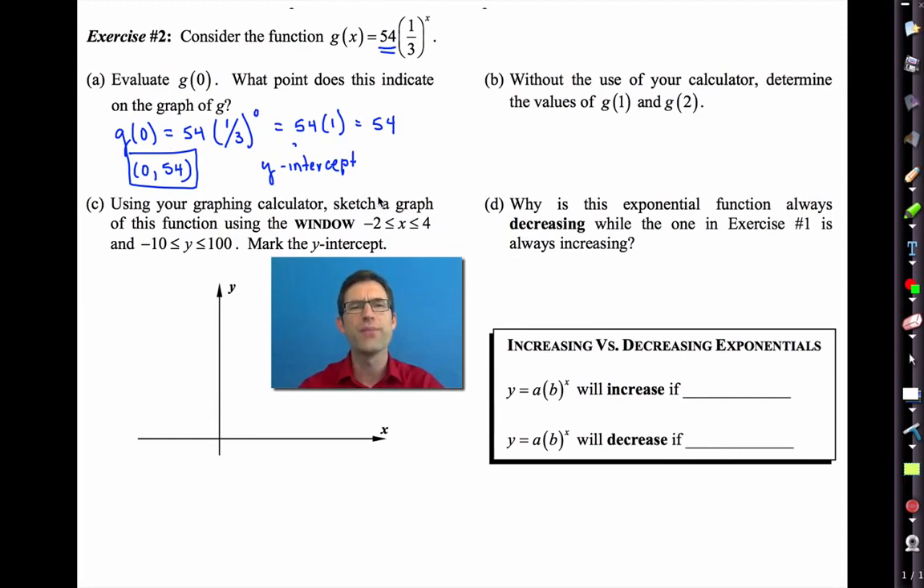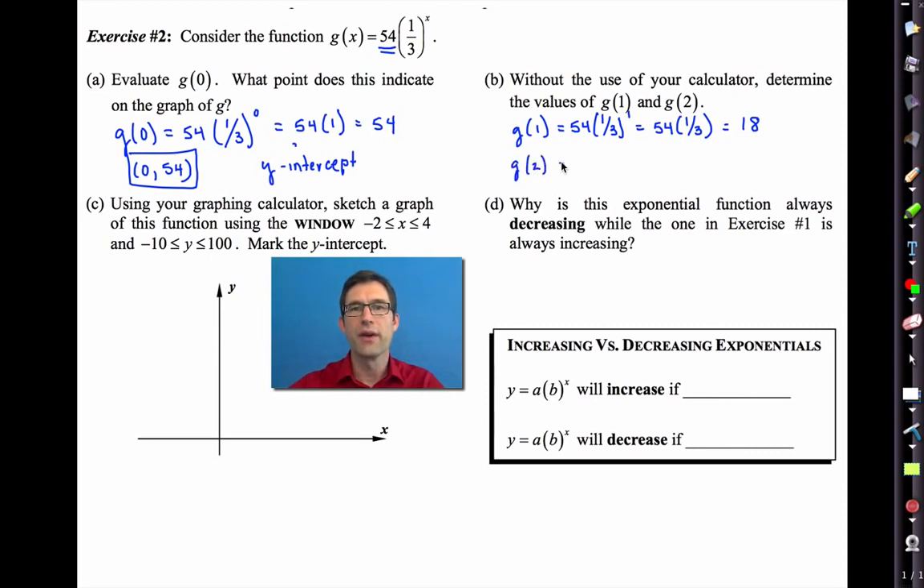Now, the second part says, without the use of your calculator, determine the values of g of 1 and g of 2. Try to do that, okay? Try to figure out what g of 1 is and what g of 2 is. All right, let's work through them. Well, g of 1 is going to be 54 times 1/3 to the first, but 1/3 to the first is just 1/3. And of course, multiplying 54 by 1/3 is the same as dividing 54 by 3. So we get 18.